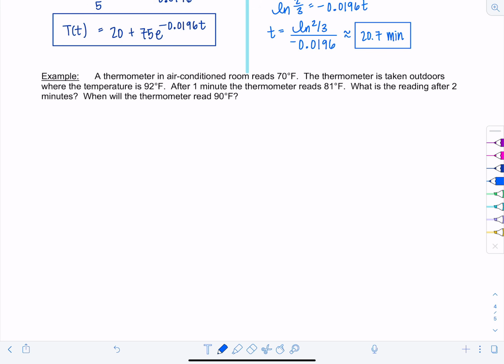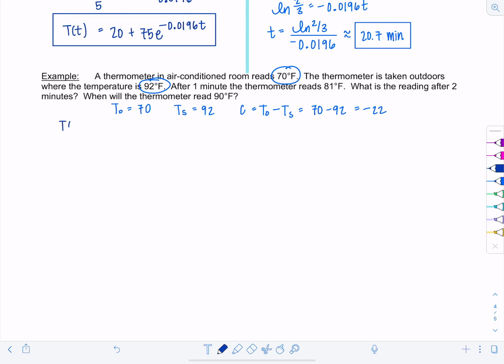Okay, the object that we're looking at that's changing temperature is the thermometer. So this 70 degrees Fahrenheit represents the initial temperature of the thermometer. 92 degrees, that's the temperature outside, the temperature of the surroundings where that thermometer is. Not pleasant weather. So I know C is equal to T naught minus T sub S. So that's 70 minus 92, which is negative 22.